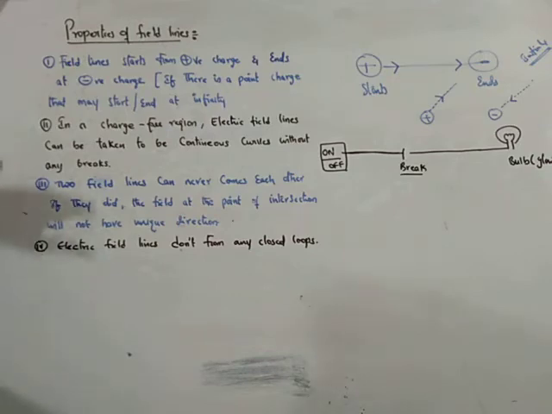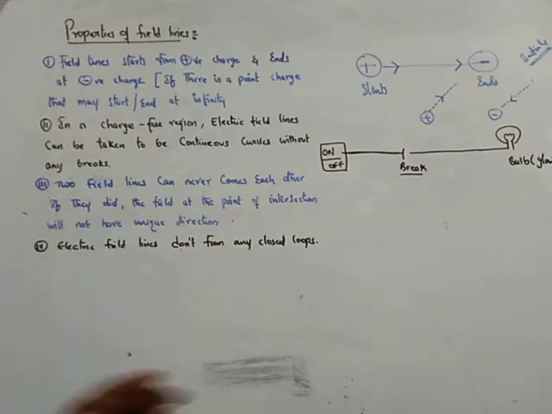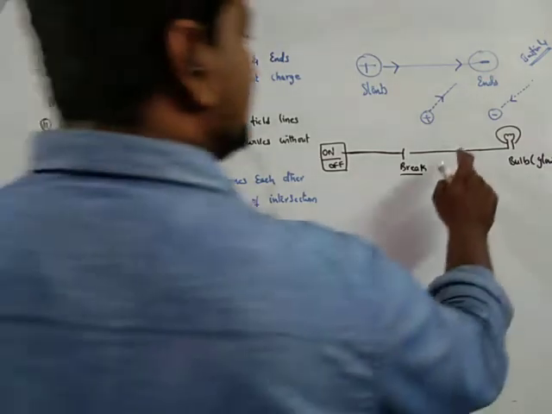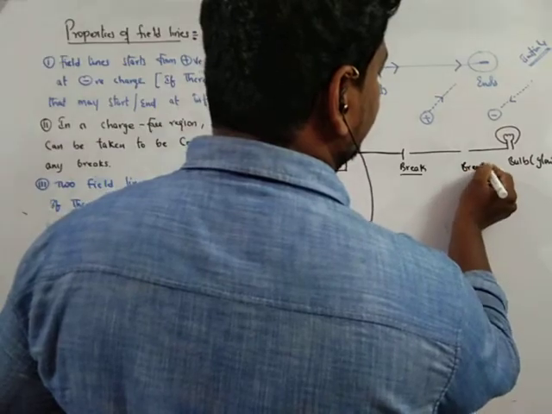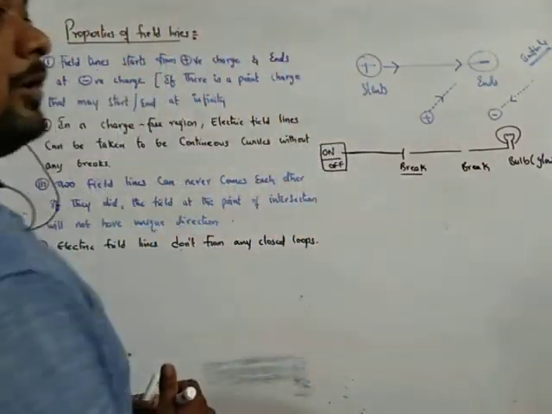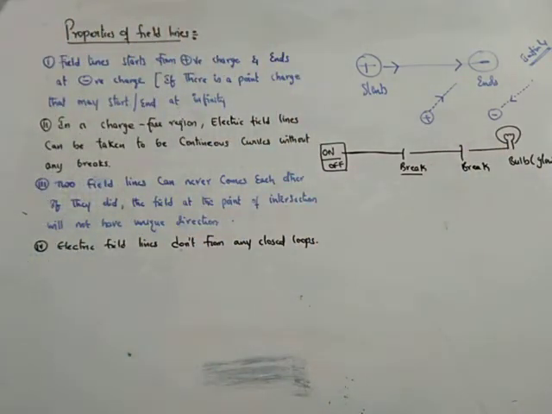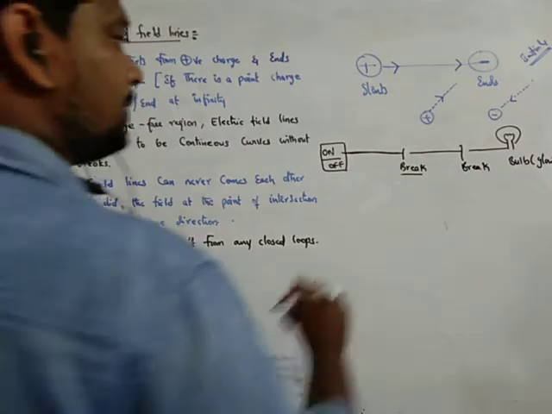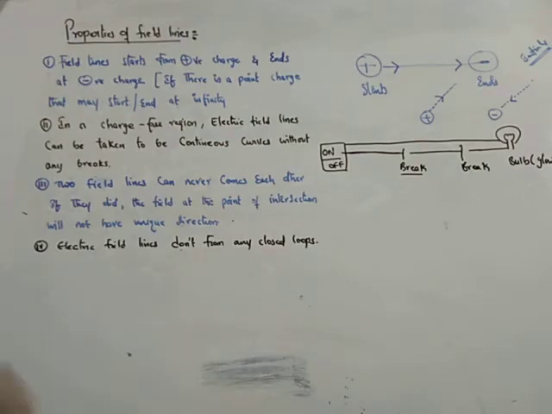That's the point: in a charge-free region, electric field lines can be taken to be continuous curves without any breaks. Whenever we have a break, automatically field lines won't exist. And from the starting point to the break point, it will be an end point. Suppose you have one more break here. It already broke at the first break, so it won't go to the second point. So we need continuity. If you want the bulb to glow, from the switchboard to the bulb we need a continuous wire.